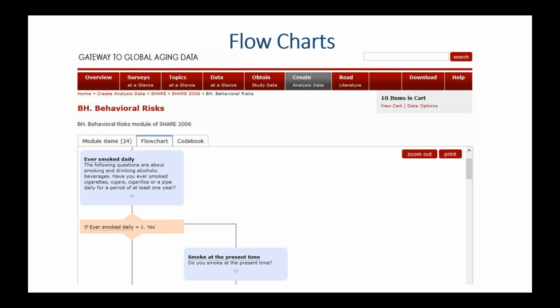And this is a skip pattern where the answer is already assumed to be known, which you want to account for. So this is a skip pattern about someone's ever smoked daily. So the first question is, have you ever smoked daily? And then if you answer yes, the next question you're asked is, do you smoke at the present time? Right? And so if you're trying to make a measure of do you smoke at the present time, you want to make sure that you account for this skip pattern, because you can assume that anyone who had never smoked is also not smoking at the present time.